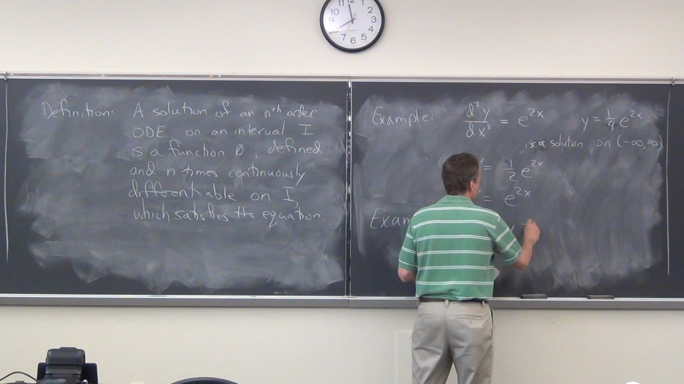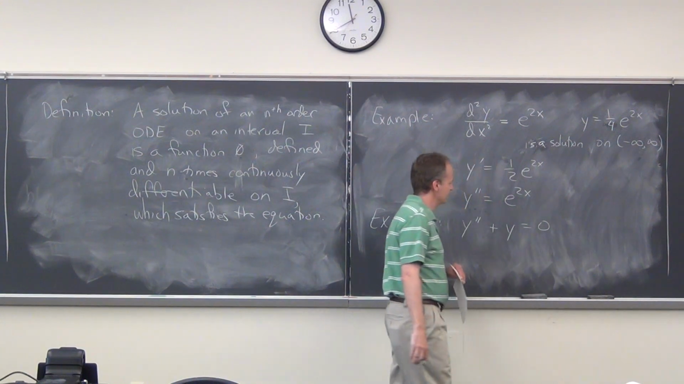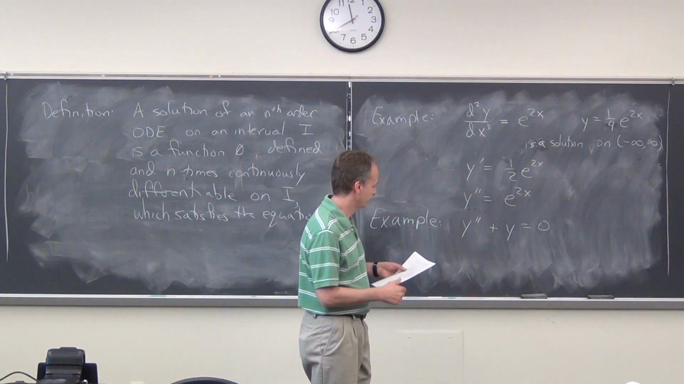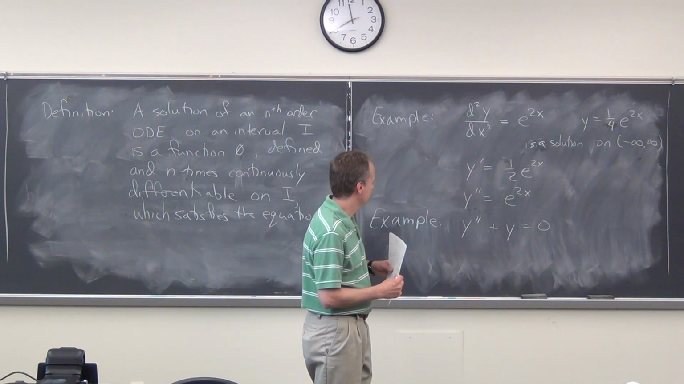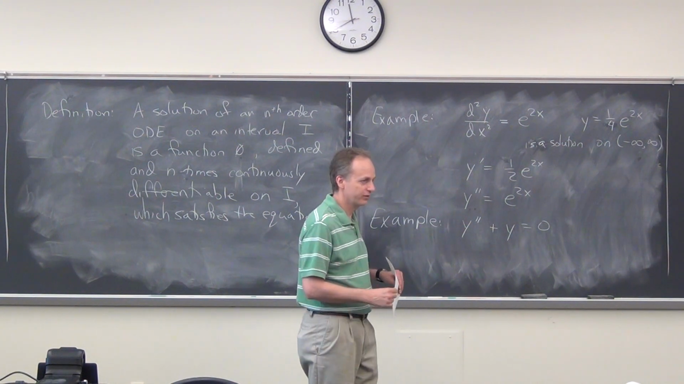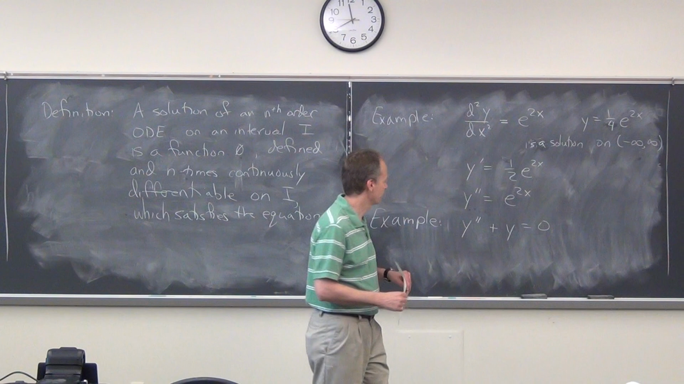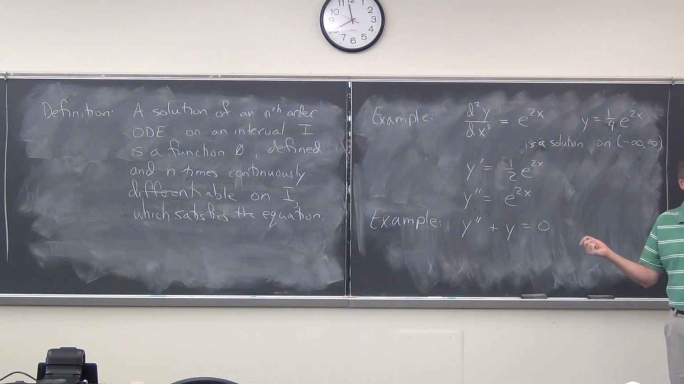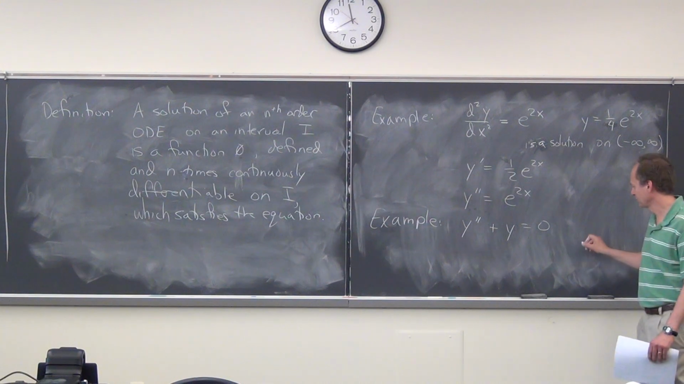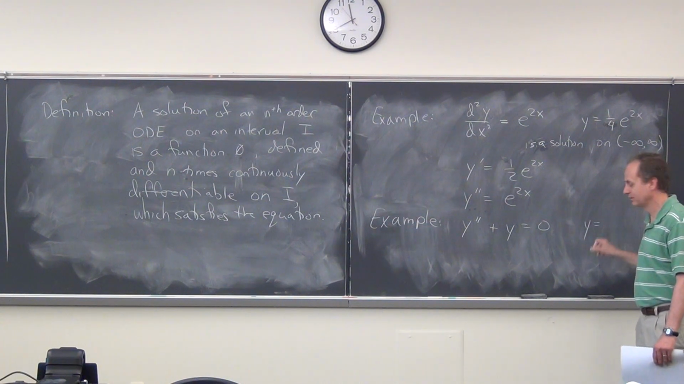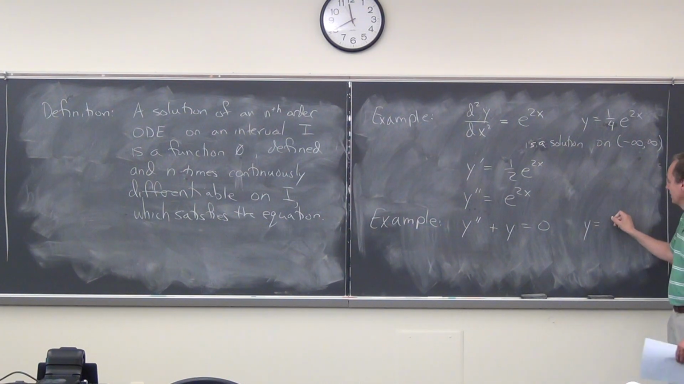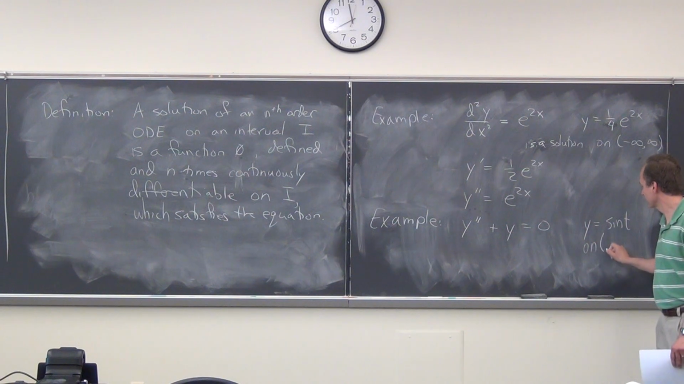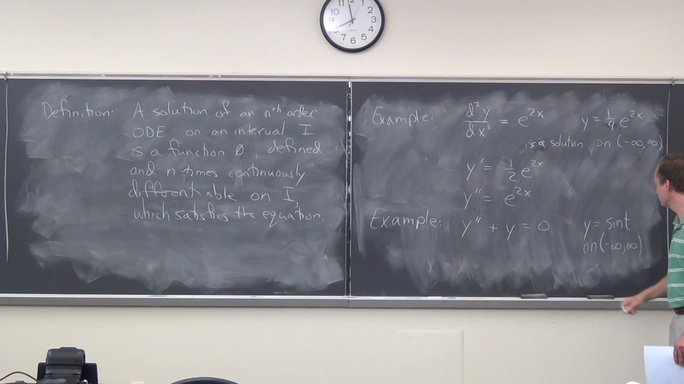Here's maybe one where you could come up with a solution just by inspection. We're looking for a function y such that when you add the function to its second derivative, you get 0. So in other words, the second derivative should be the opposite of the function for all values of the independent variable. Anyone want to take a guess? Cosine. Sine or cosine, actually. Yeah, let's just put one. y equals sine of t. And again, this is going to be the solution on the set of all real numbers.